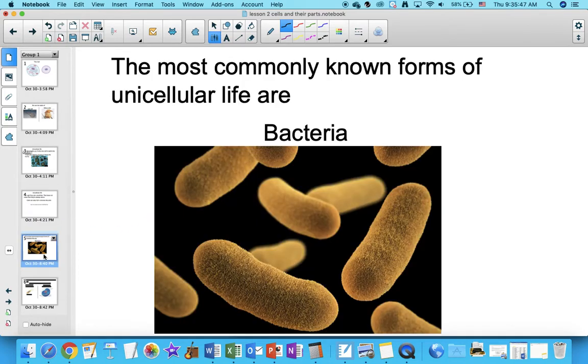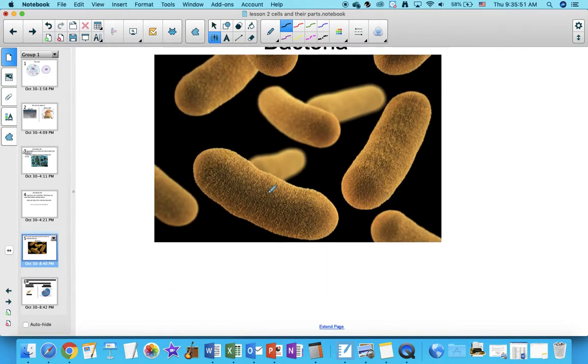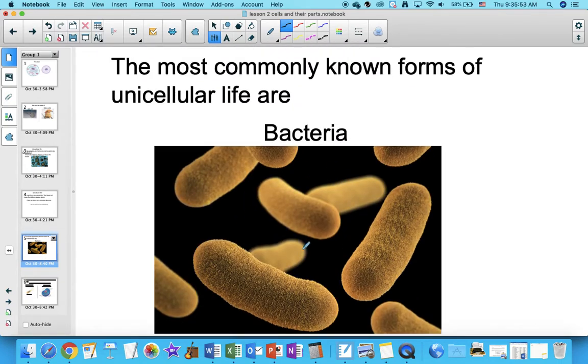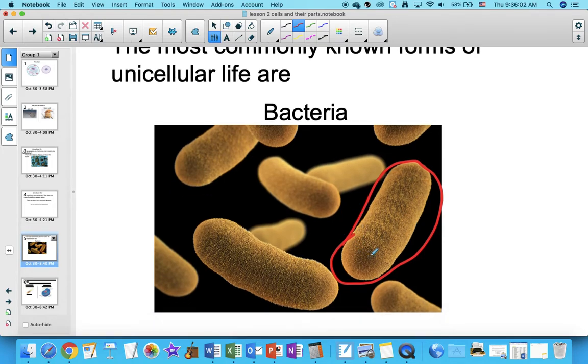The most common form of unicellular life is bacteria. The most common form of life that is made up of one cell that we run into or deal with in our daily lives is bacteria. And so it just kind of looks like a Cheeto in this case. And this is just one cell.